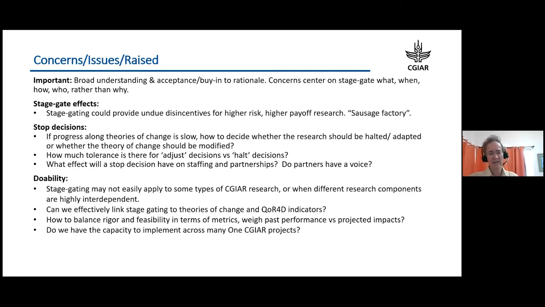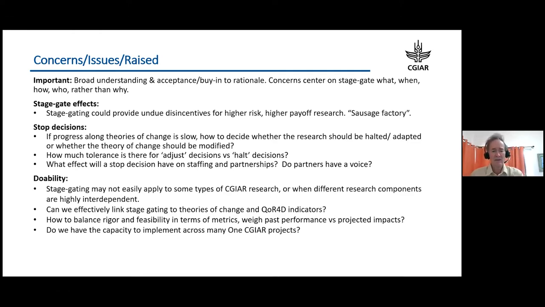That stage gating may not easily apply to some types of CGIAR research, or when different research components are highly interdependent. Can you stop one line without actually effectively halting the potential for impact from a number of them? But in terms of different types, we've already received some interesting input from a few people from IFPRI who wanted to show why policy research might not fit very well here. I've had a few separate conversations with Ravi about research on transformative, systems research at a very high level that may not also necessarily fit very conveniently into this paradigm.